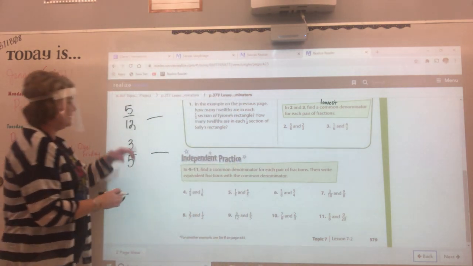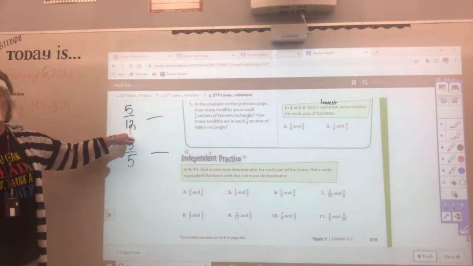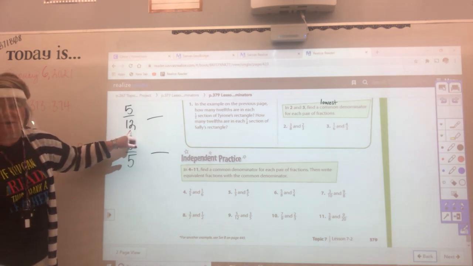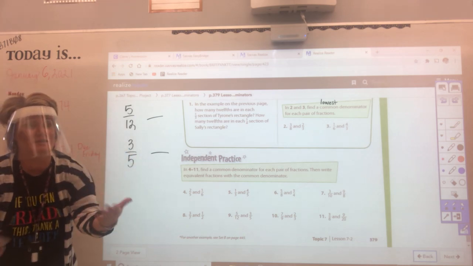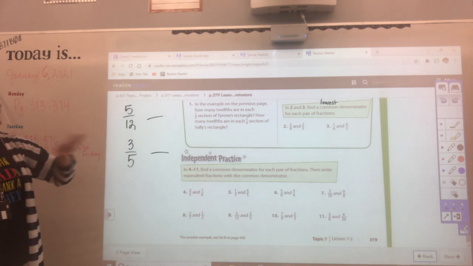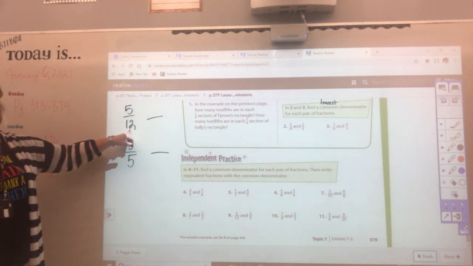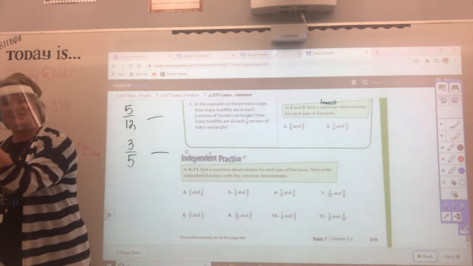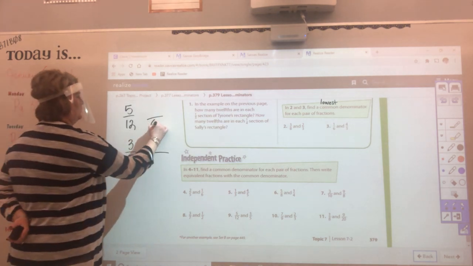So is 12 times 1 going to work? No. Why? Because it doesn't end in 0 or 5. What's 12 times 2? 24. Is that going to work? No. What's 12 times 3? 36. No. What's 12 times 4? 48. Is that going to work? No. What's 12 times 5? 60. Is that going to work? Yes, because it ends in 0.